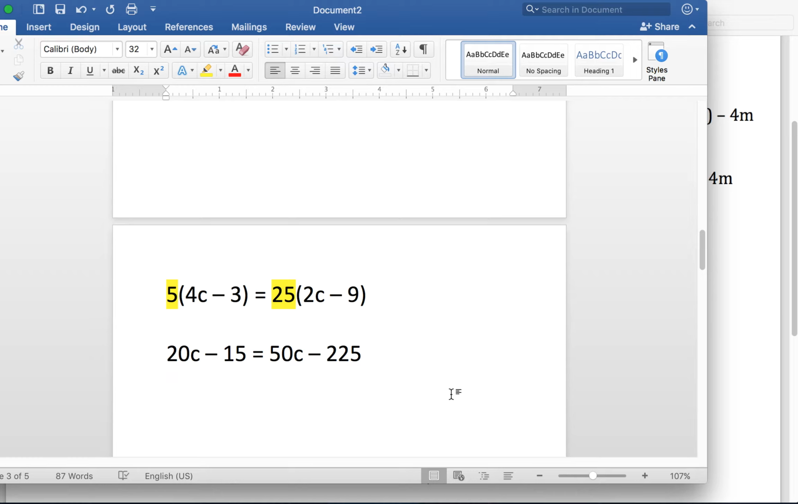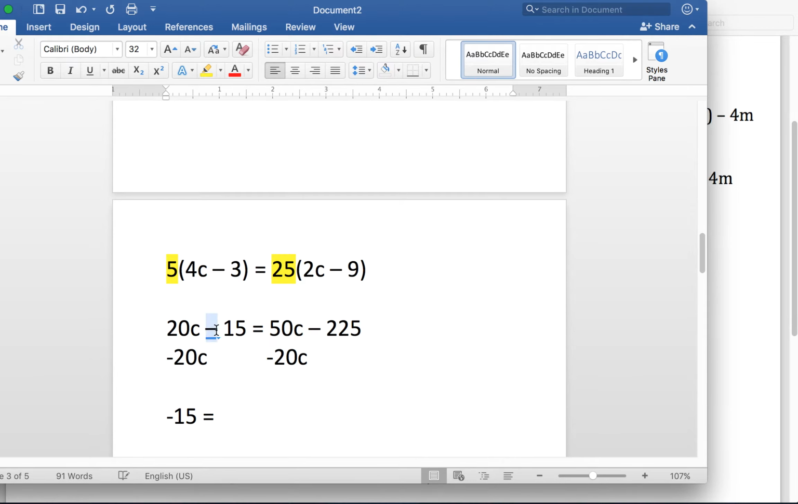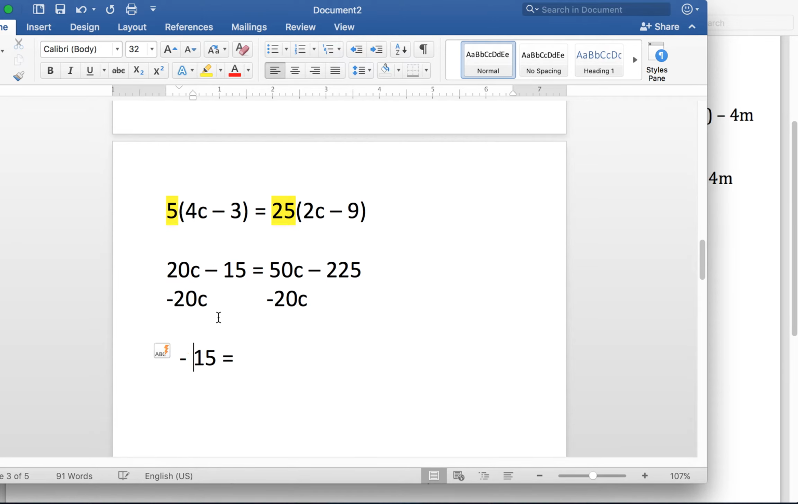So you face a choice here. We could either do minus 20c from both sides to get the caterpillars on the right, or we could do minus 50c from both sides to get the caterpillars on the left. I'm going to do minus 20c because I see that will leave me with a positive term on the right. So when these 20c's cancel out, it's important that this subtraction sign be brought down to acknowledge that this 15 is a negative 15. You can't just disappear this subtraction sign. You have to bring it down and make the 15 a negative 15 because that's what it is. On the right side you have 30c minus 225.